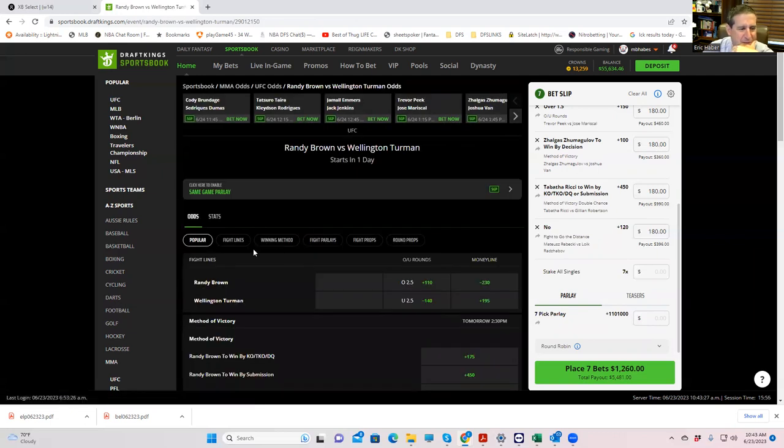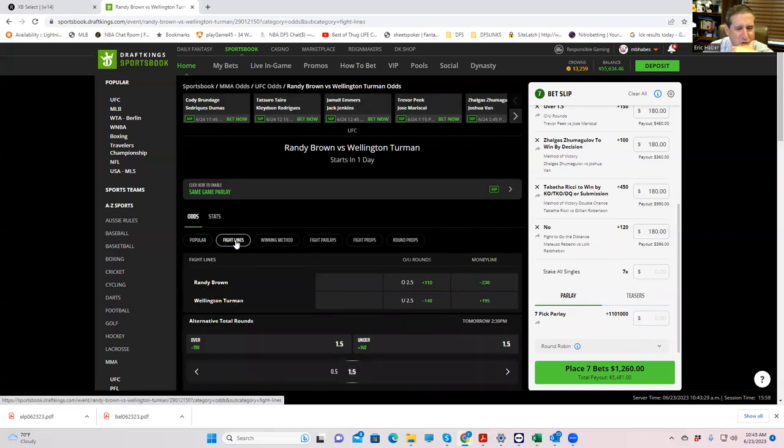But if the odds were a little bit thinner, in other words, if it weren't so big, I would say maybe it's kind of a trap line and I would try to take Turman. But here, I think that this is just kind of fair. You know what I mean? So I'm not really getting any big contrarian vibes here.